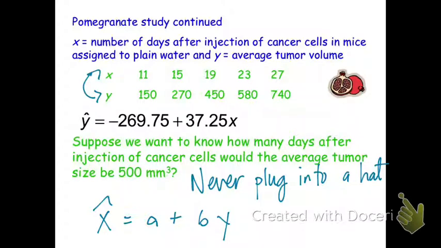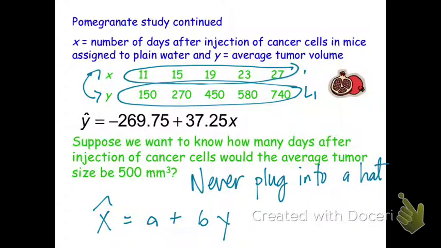So let's try that. If you haven't typed in the data at all, we're going to put the y's in list 1 and we're going to put our x's in list 2. Switch it around real quick. What do you get for your x hat equation? X hat equals 7.277 plus 0.027 y.